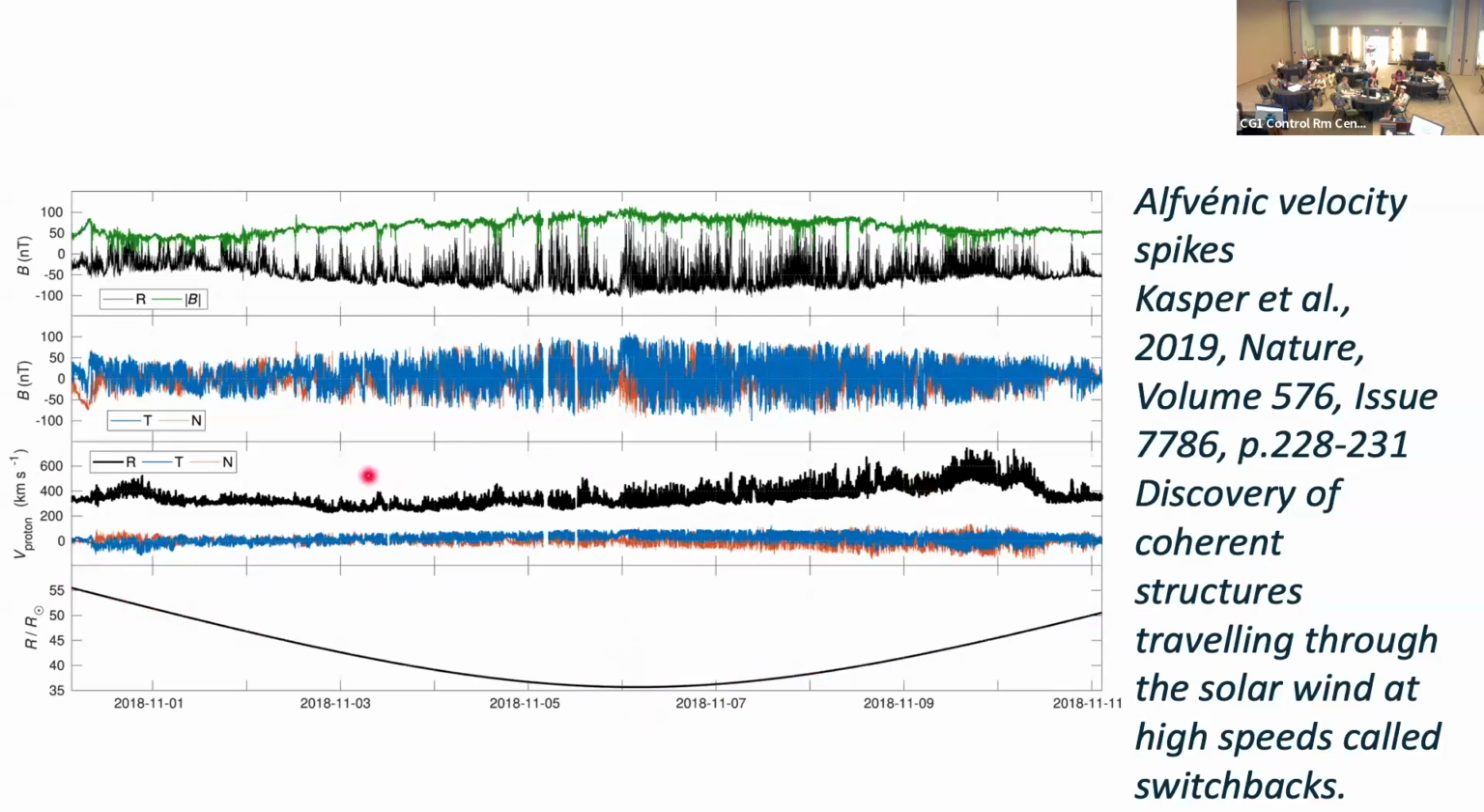This is the distance of the spacecraft. Okay, 55 solar radii here, 35 solar radii here, and back up to 50 here. This is the flow velocity. We remove the spacecraft velocity, but that's the VR in the absolute frame. So you see that the wind is actually kind of slowish, almost 300 kilometers per second, but it's got these jets on it all the time.